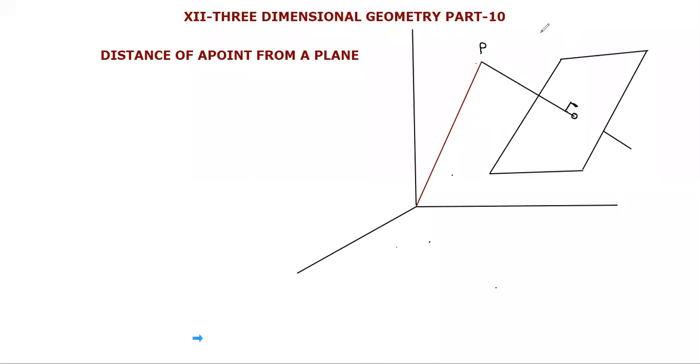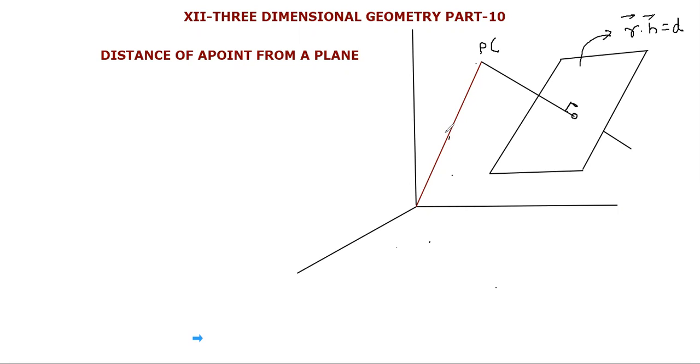So now three-dimensional part 10, distance of a point from a plane. This is a point whose distance from this plane we have to find out. The equation of this plane is r dot n is equal to d. P is a point whose coordinates, if we go for the Cartesian coordinate system, then we will define the coordinates.